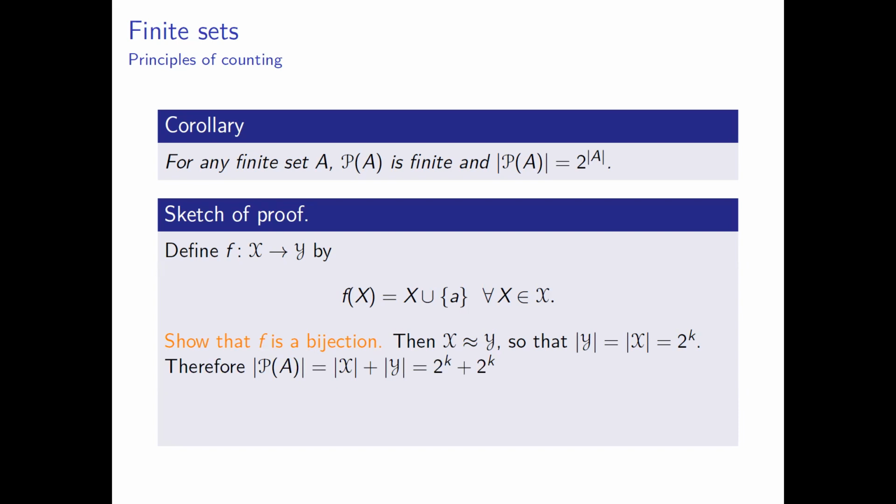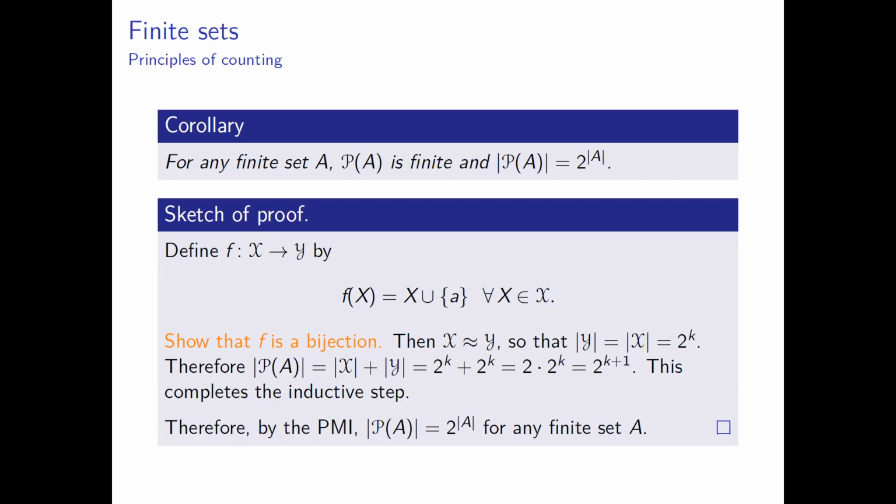Therefore, the cardinality of the power set of A, which is equal to the cardinality of curly X plus the cardinality of curly Y, is equal to 2 raised to k plus 2 raised to k. This is equal to 2 times 2 raised to k, which is equal to 2 raised to k plus 1. This concludes the inductive step. Therefore, by the principle of mathematical induction, for any finite set A, the power set of A has cardinality equal to 2 raised to the cardinality of A.